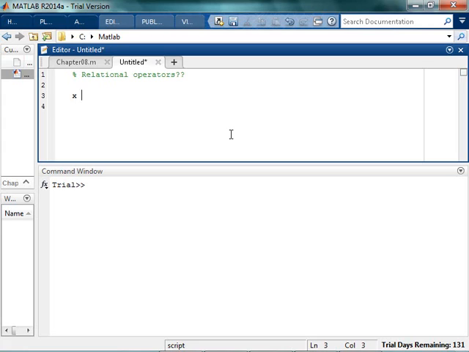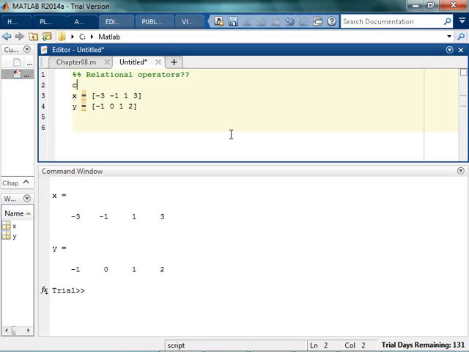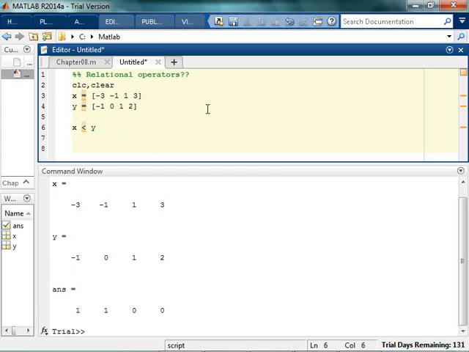So basically the idea is if I have x is equal to -3, -1, 1, and 3, and then I have y is equal to -1, 0, 1, and 2. Not terribly shocking values. Now what I can do is say something is equal to x is less than y. So x is less than y, I can just type that, and let's see if this makes any sense.